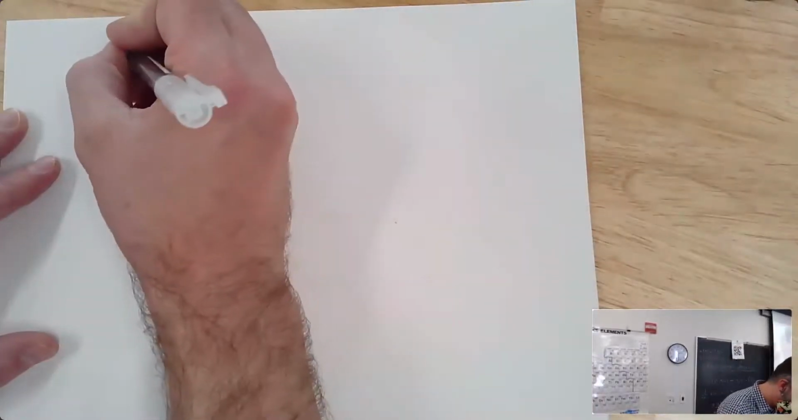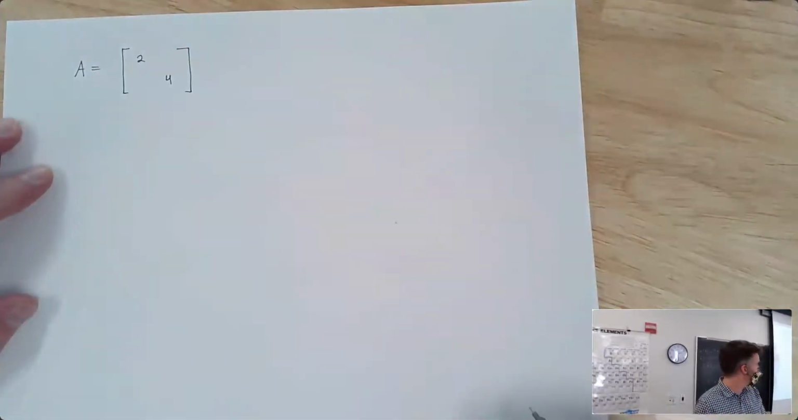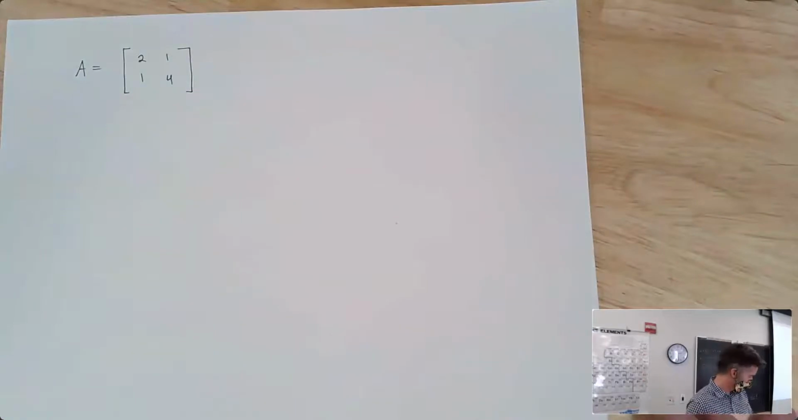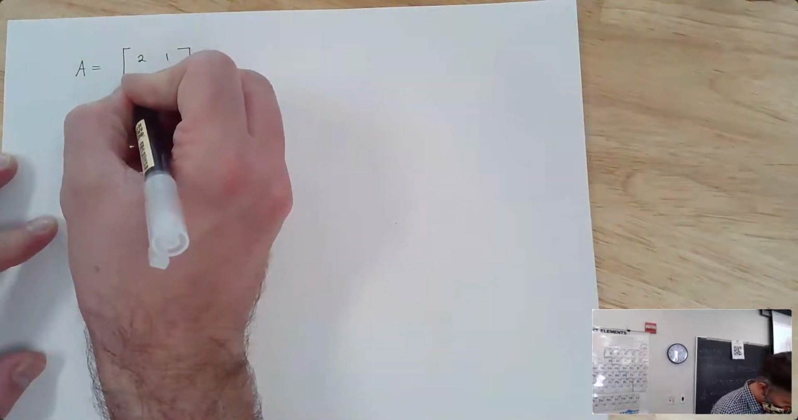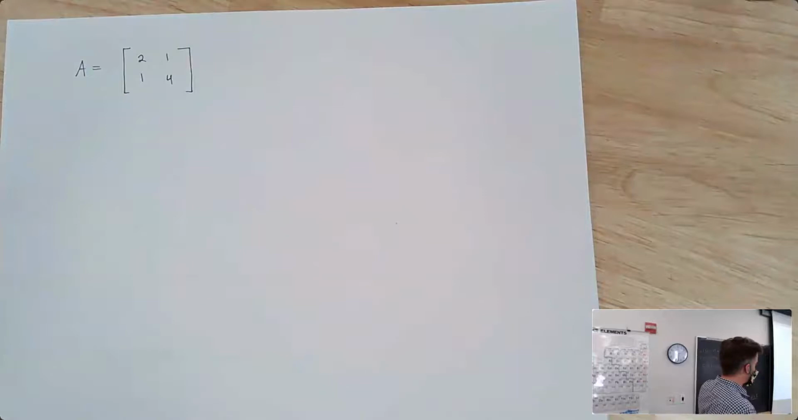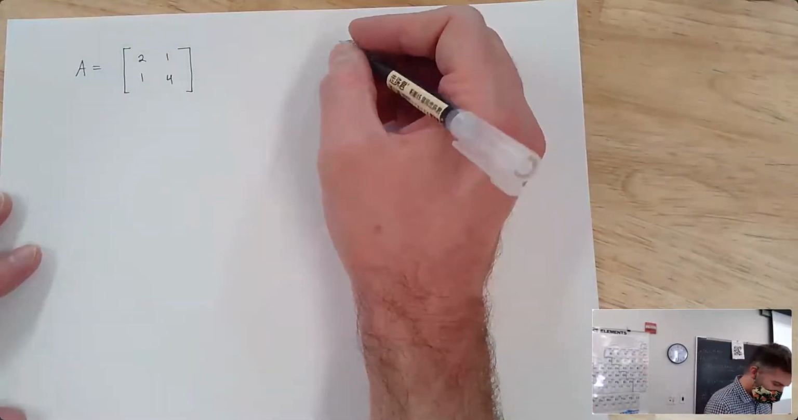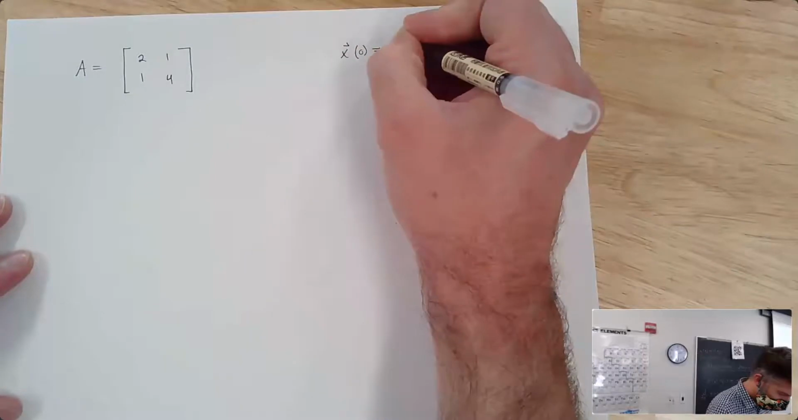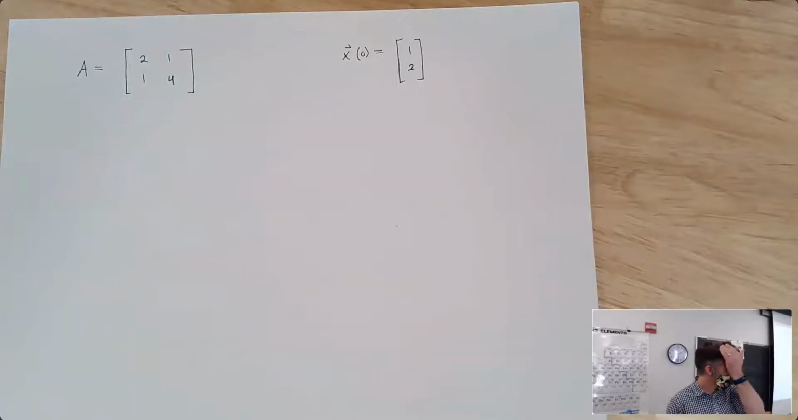Okay, so I want my trace to be 6, and here is a determinant of 7. Can we make those negative ones? That might be more interesting. Might not. Let's just leave it like that. Okay, so there's a matrix. We want to find the whole general solution, and I guess we should also talk about some initial conditions. Let's say those are initial conditions.